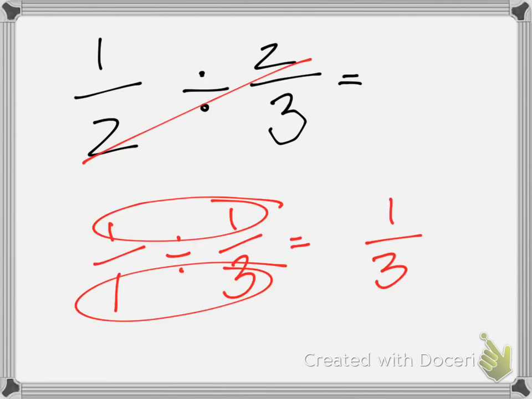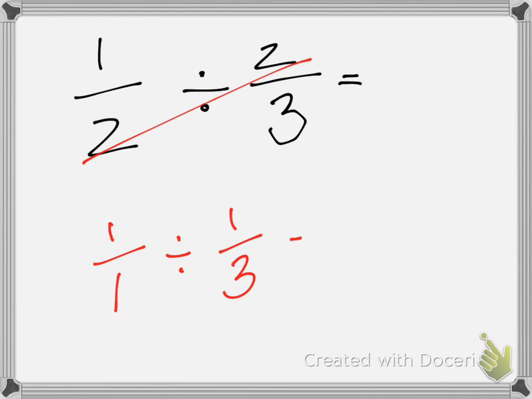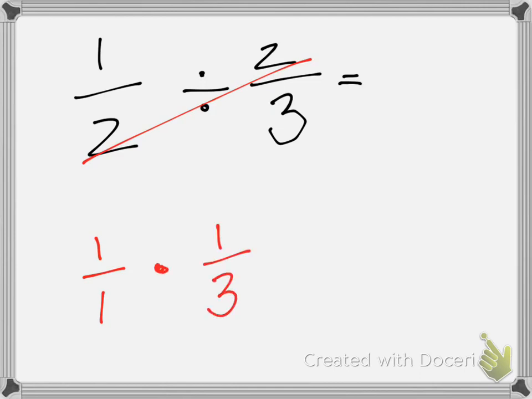Madison, what did I do wrong? You forgot to change the divide symbol into a multiplication symbol. Oh, okay. So I see what she said. I needed to do this. I have it all right so far. And then I've got my 1/1, and now I've got times 1/3. Okay, I got it now. Wait.